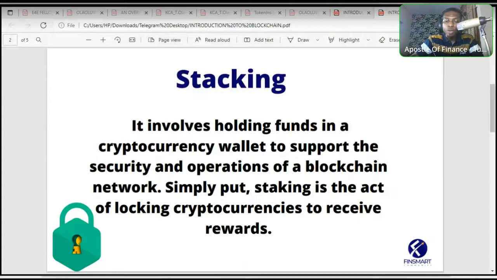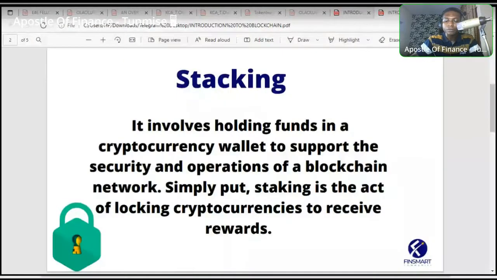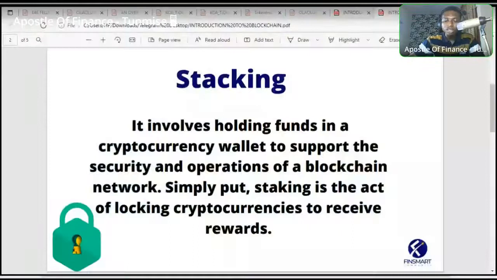You can pull out your calculator, okay? And let's take ATOM, for example. Let's say you stake 100 ATOM. 100 ATOM is around $26 each. Now 100 ATOM is $2,600, right? So let's say you stake 100 ATOM, and the reward that you would have is 30%.